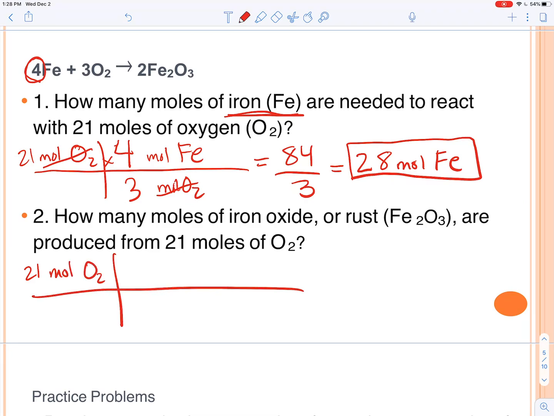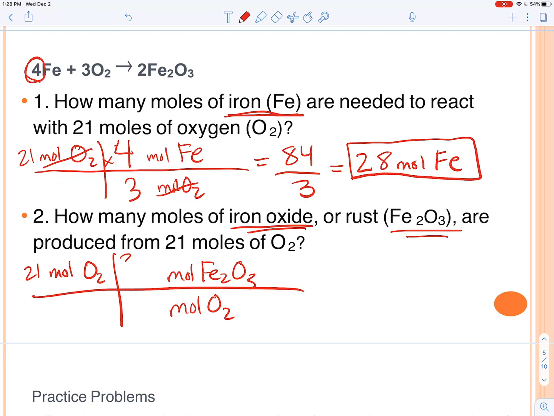Let's try one together, and I'm going to ask you to help me fill in some of these numbers here. So again, we start with 21 moles of oxygen. This time it's asking how many moles of iron oxide, or Fe2O3, are produced from those 21 moles of oxygen. Just like before, we're going to put moles of oxygen on the bottom. And the chemical that we want is iron oxide. That's going to go on top.